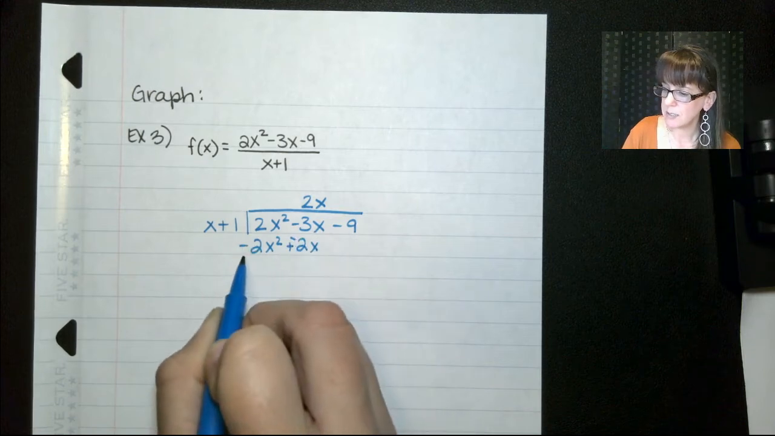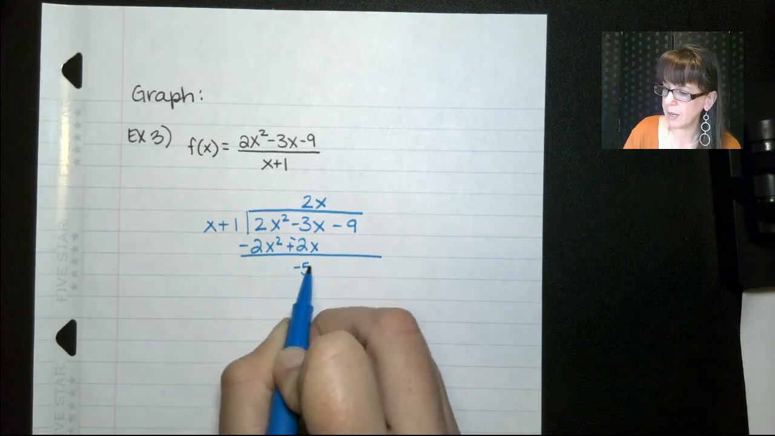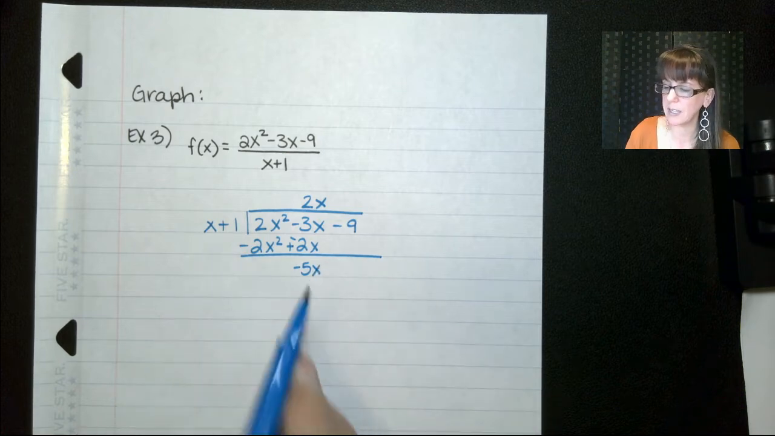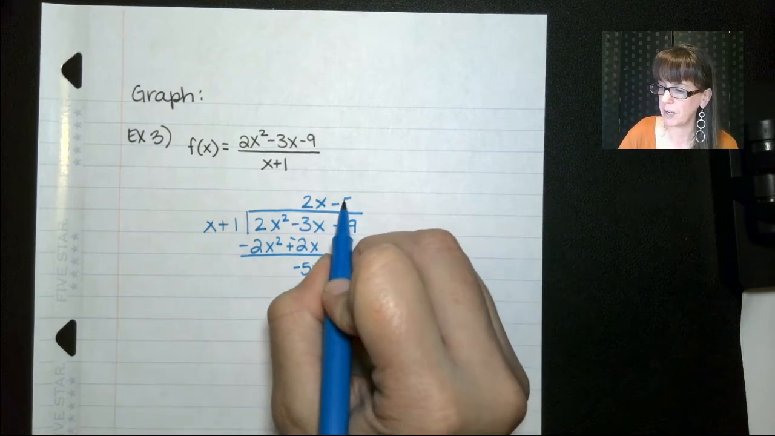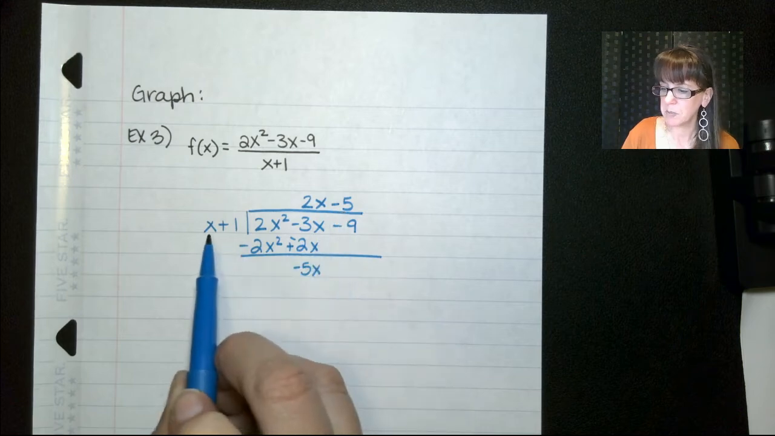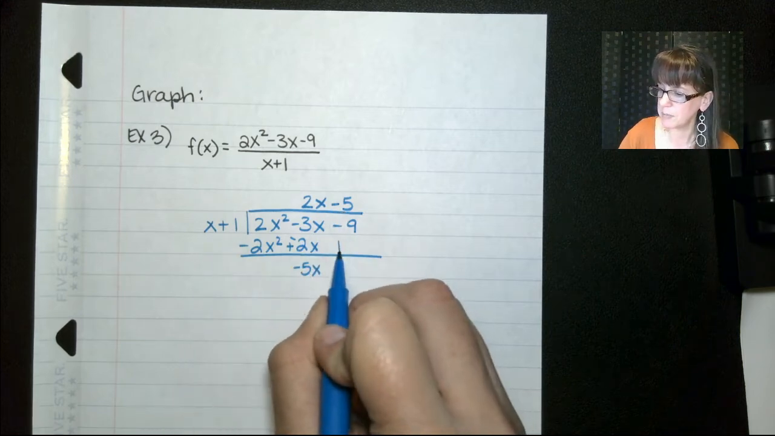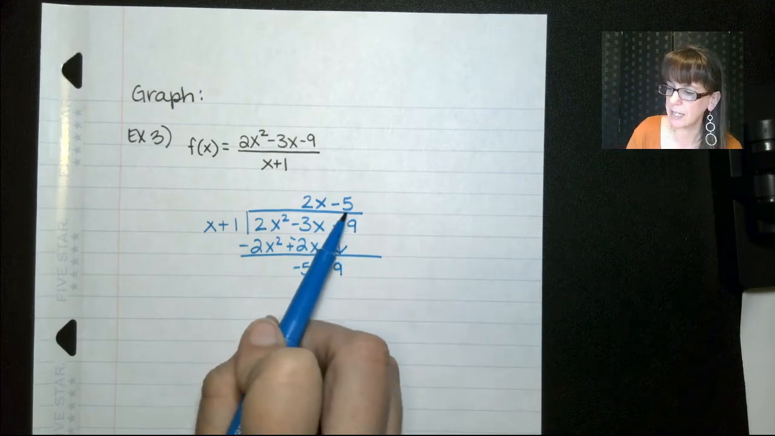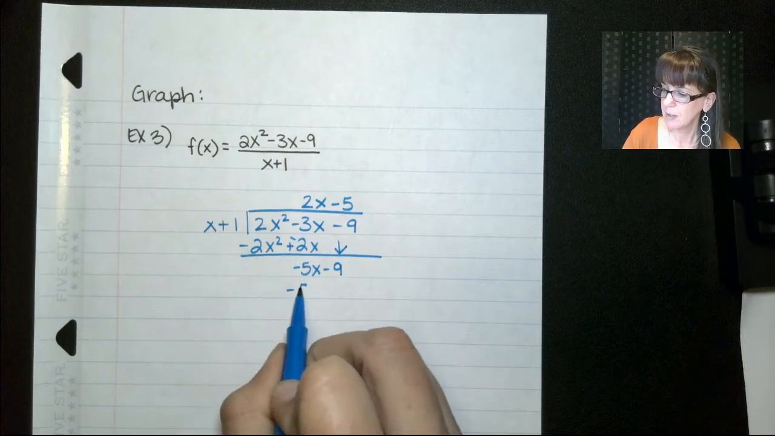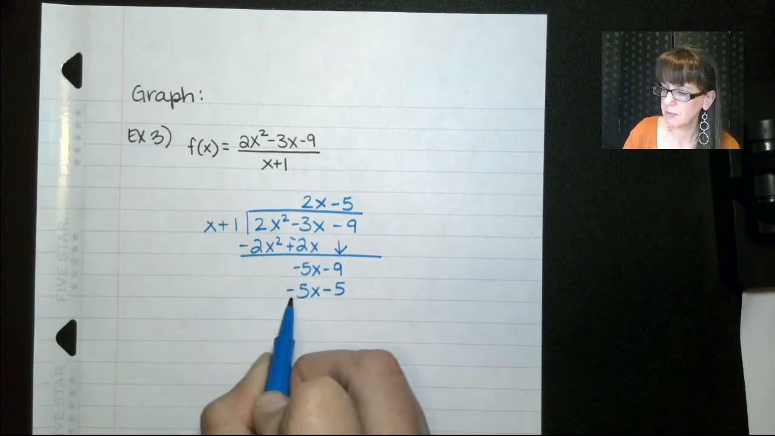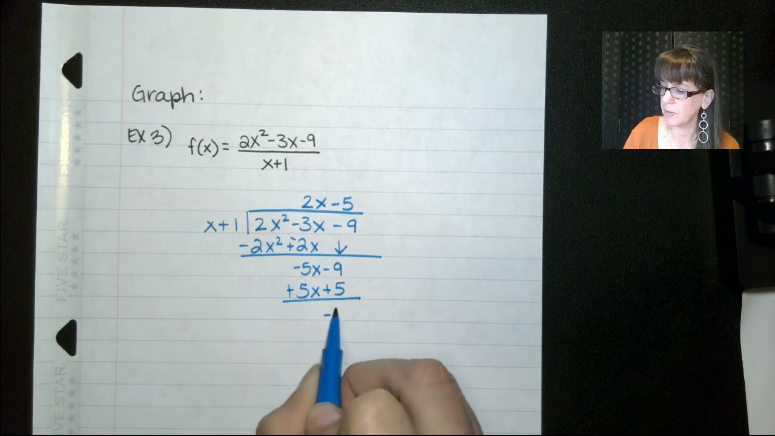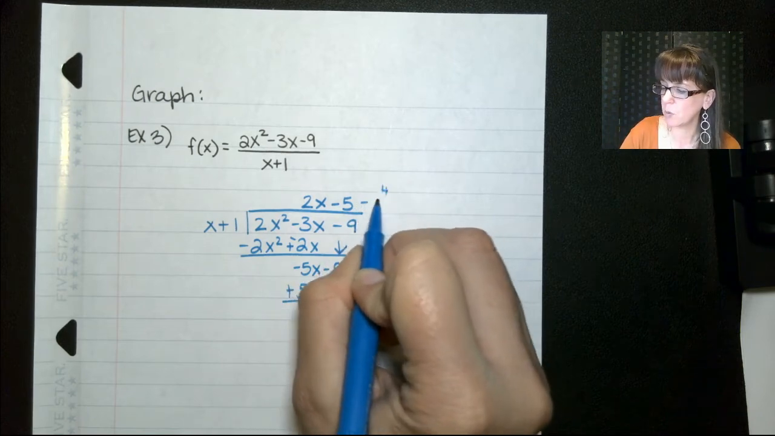Change our signs. We get negative 5x. What do I need to multiply x by to get negative 5x? Just negative 5. Take that negative 5 and multiply it into this binomial. Oh, whoops, I'm sorry, I forgot to bring down. Whoops, there we go. Now take this and multiply it into here. Negative 5x minus 5. Change our signs. We end up with negative 4, so minus 4 over x plus 1.